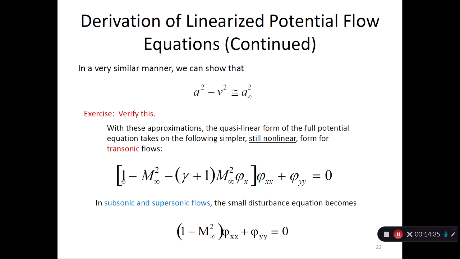In subsonic flow, this is a large number compared to this disturbance term, so we can neglect it. In supersonic flow, this is a large number compared to this disturbance term, so we can neglect it. So in subsonic flow and supersonic flow, we get a nice linear equation. So now we are back in business. Linear equations we can work with. Nonlinear equations, you had to go to computer. That's why this could not be solved till 1971 by Murman and Cole, transonic flow.